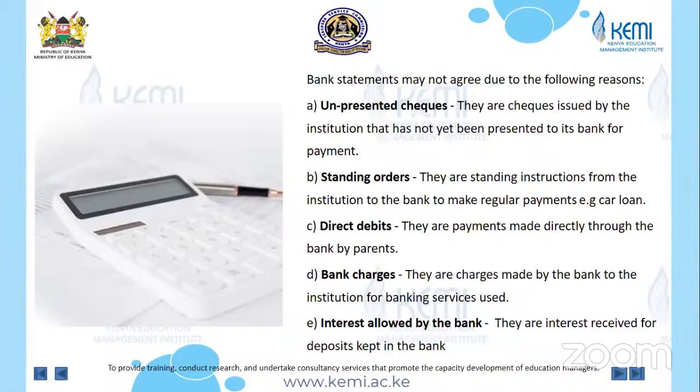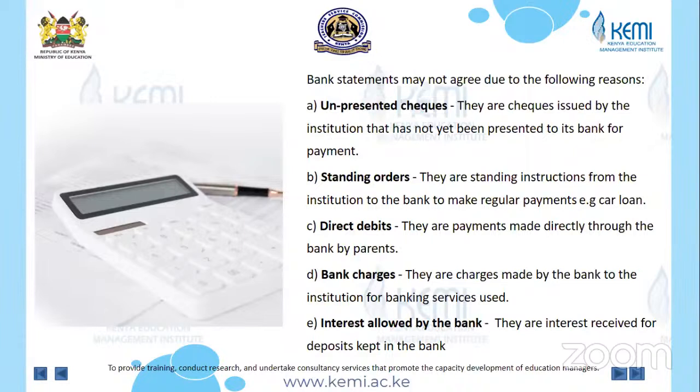So bank statements may not agree due to the following. One, could be because of unpresented checks, and they are checks issued by the institutions that have not yet been presented to its bank for payments. And that is why you can have the difference in what you have in school and what is in the bank. One of them is because of unpresented checks. Then there are also the standing orders, and they are standing orders instructions from the institutions to the bank to make regular payments, e.g. some loans. Say any other transactions that you have actually instructed the bank to do from your account.